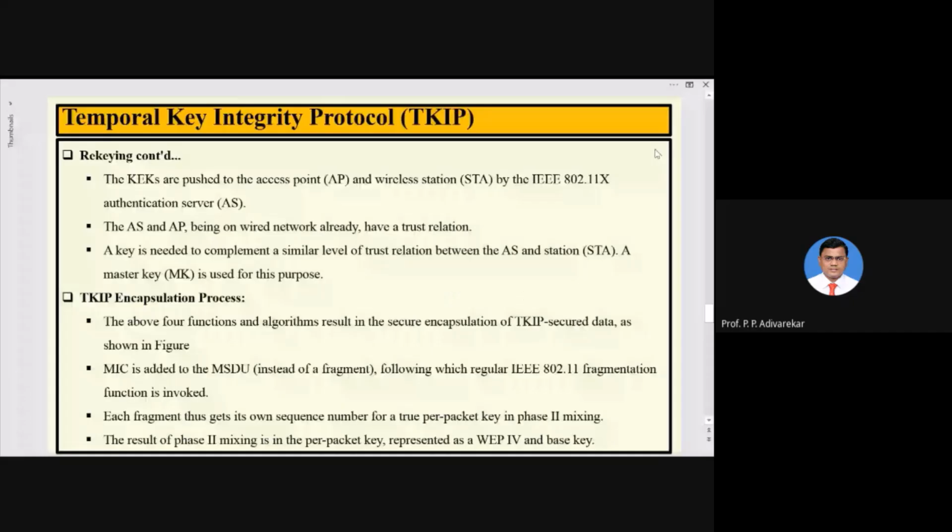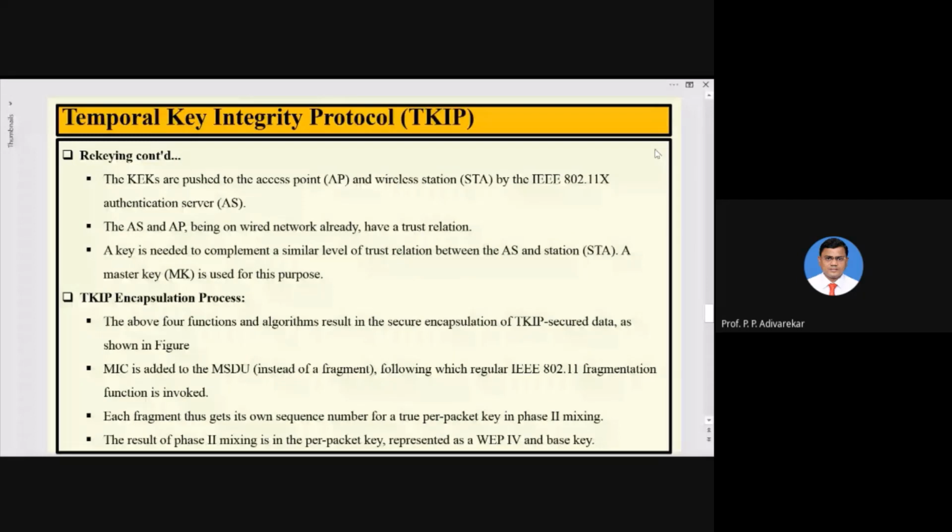To reach the AS we require the master key. Then we require the key encryption key, which will be required for the access point to the authentication server. So let's see the encapsulation process of TKIP, and you will see here how all these keys are used at different levels of the encapsulation process.